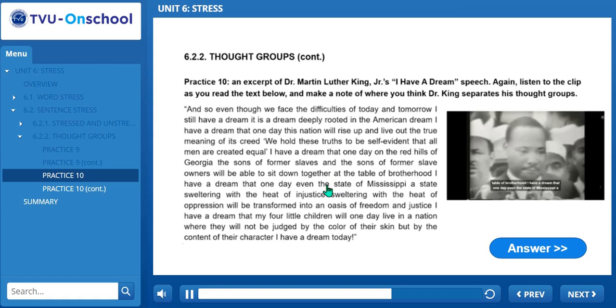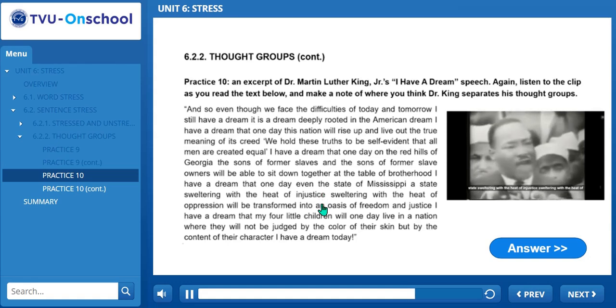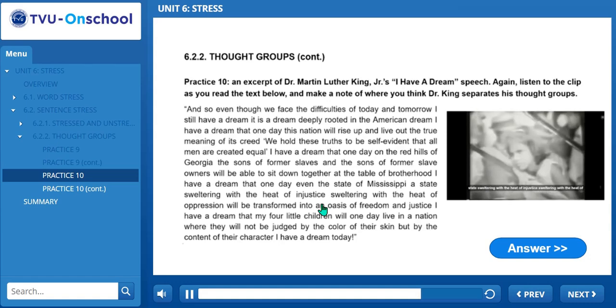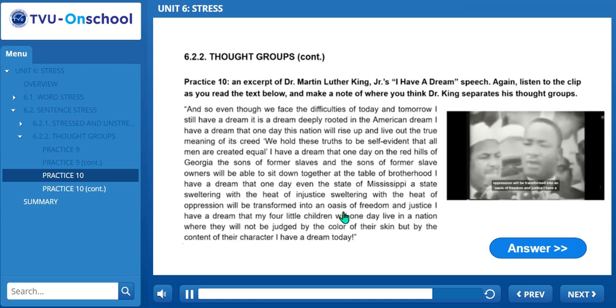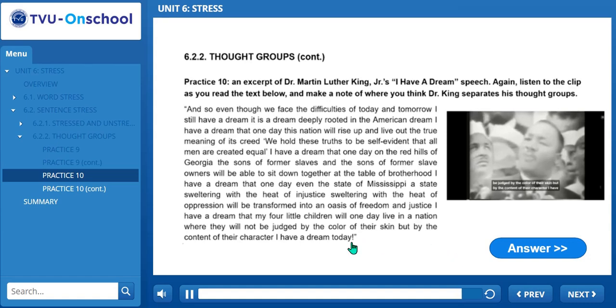I have a dream that one day, even the state of Mississippi, a state sweltering with the heat of injustice, sweltering with the heat of oppression, will be transformed into an oasis of freedom and justice. I have a dream that my 4 little children will one day live in a nation where they will not be judged by the color of their skin, but by the content of their character. I have a dream today.